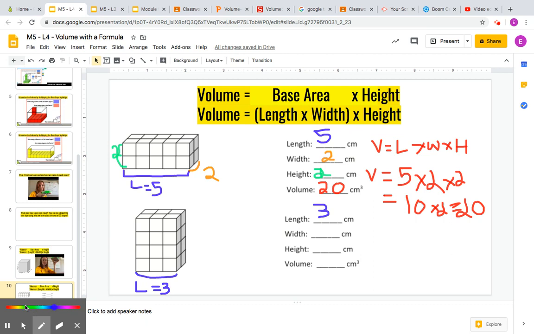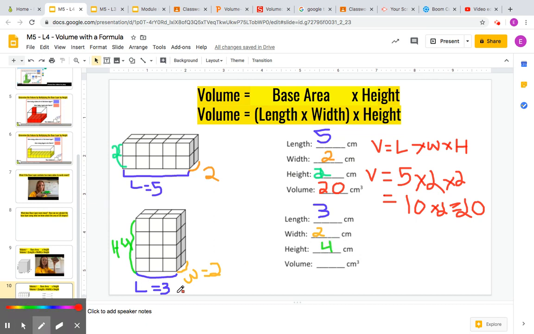Okay. We know we need our width. Is this my width? No. Is this my width? No, because that's already length. Width is how many deep or how many backward I'm going. So my width is 1, 2. 2 centimeters. Okay, and let's do our height, because it's the last thing we need for our formula. Our height, or how tall our structure is, 1, 2, 3, 4. 4 centimeters.